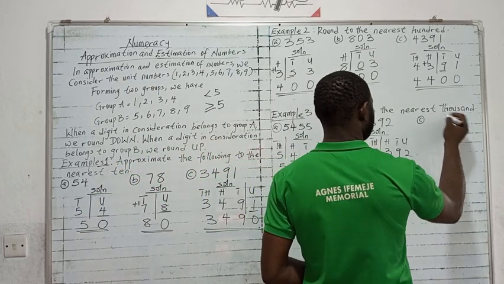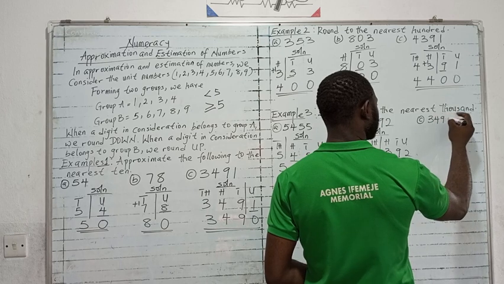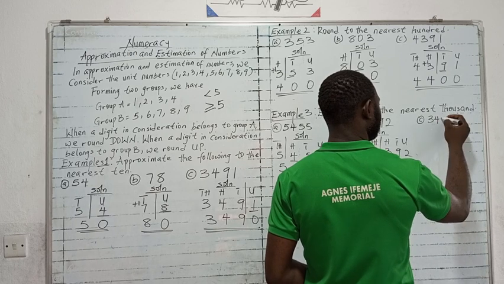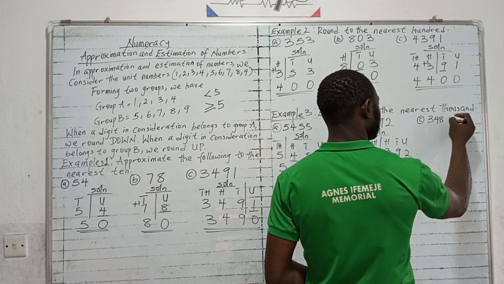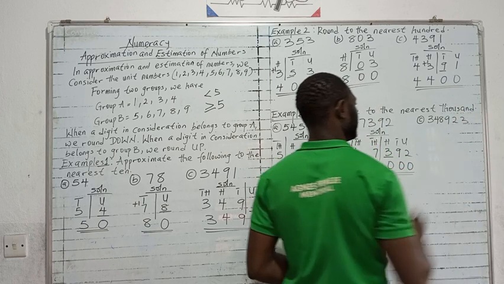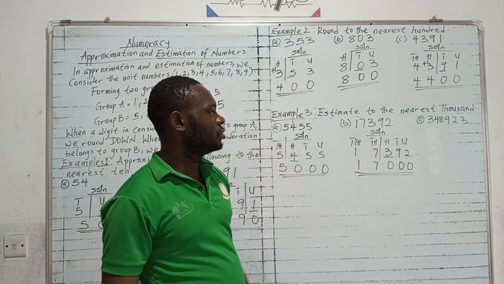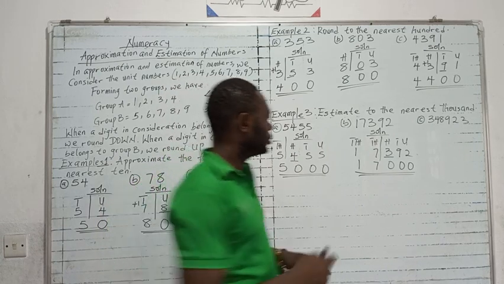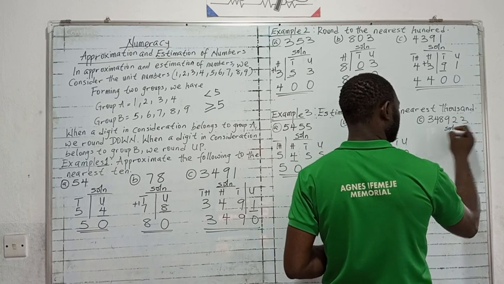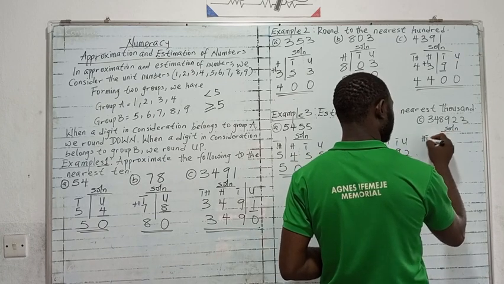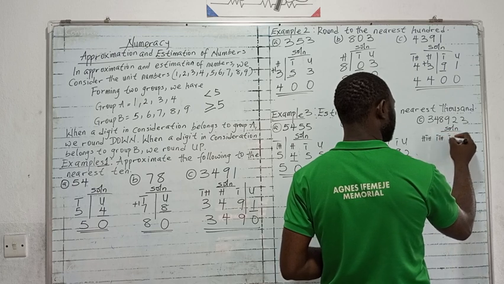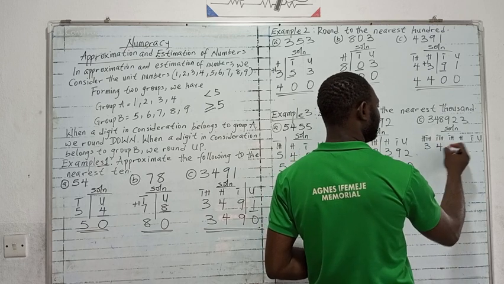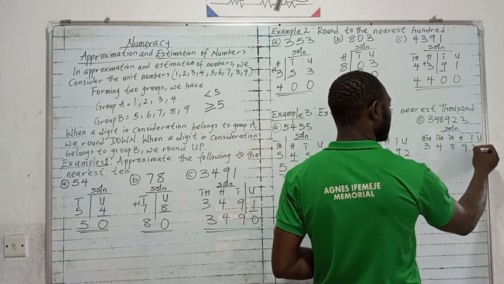C. Let's say I have 348,923. I want to round 348,923 to the nearest thousand. So, solution. So we arrange hundreds of thousand, tens of thousand, thousand, hundred, tens, and units. So I have 348,923.